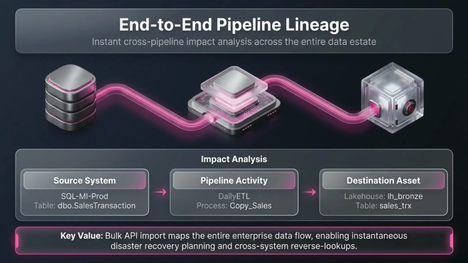Now let's look at our end-to-end pipeline lineage. What you see here is more than just a map, it's instant visibility. We can trace data from the source, like SQL prod, through every ETL process, right down to the lakehouse. The real power lies in impact analysis. Because we map the entire flow via API, you can perform instant reverse lookups and plan for disaster recovery in seconds, not hours. It's about turning complex data estates into complete transparency.